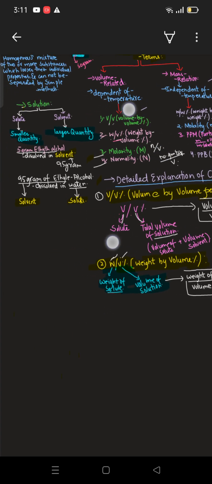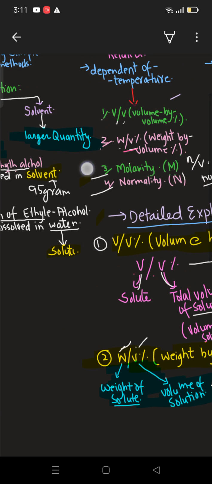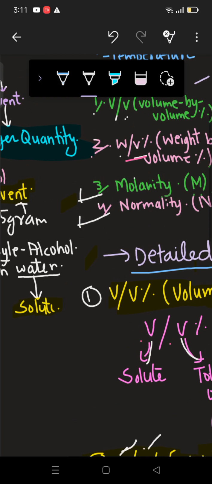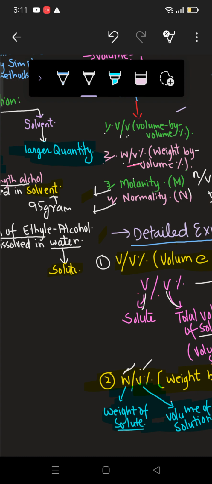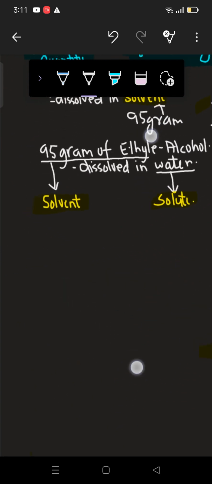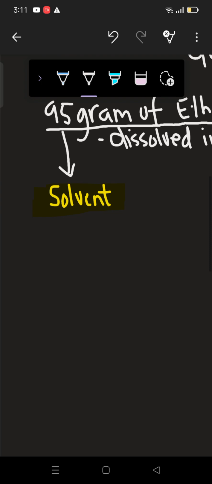So in today's video we will complete the concentration terms related to volume. What we need to discuss today is molarity and normality, which are of course very important terms. So here I am going with number 3, which is molarity.